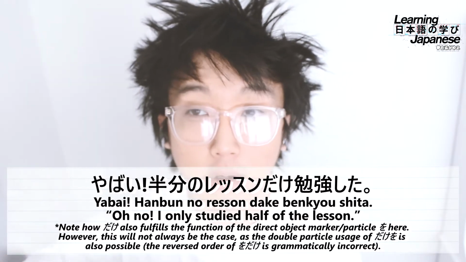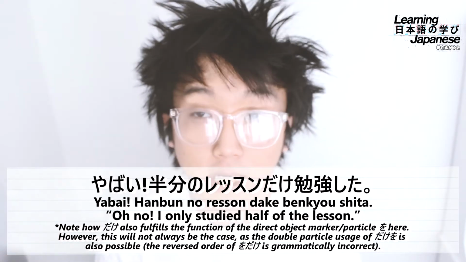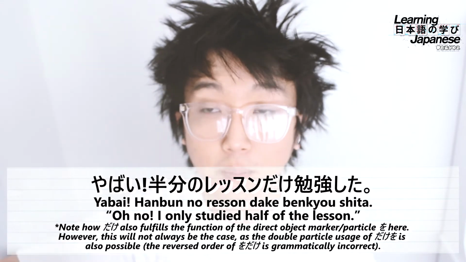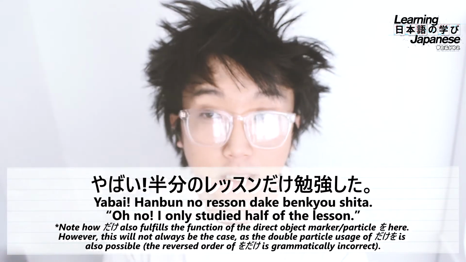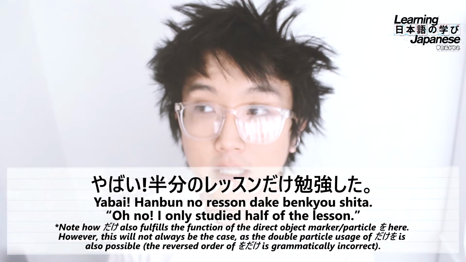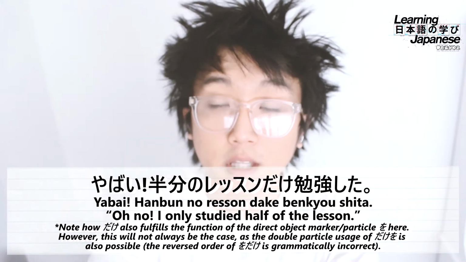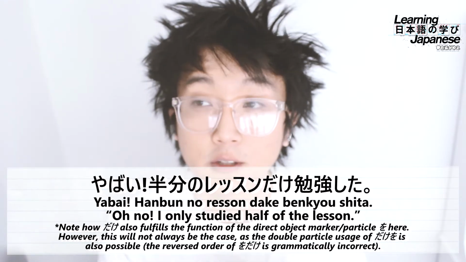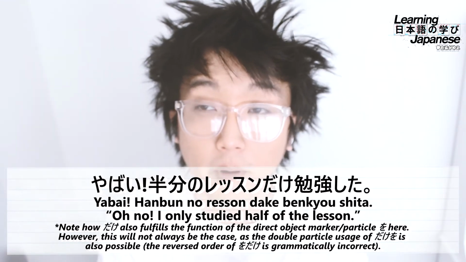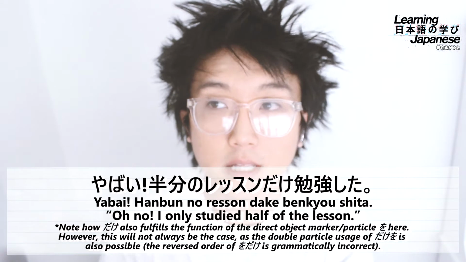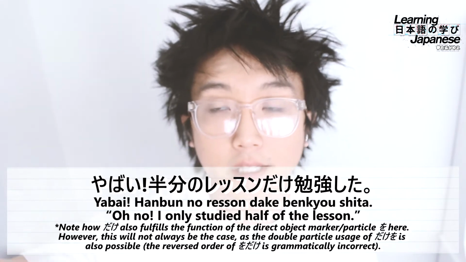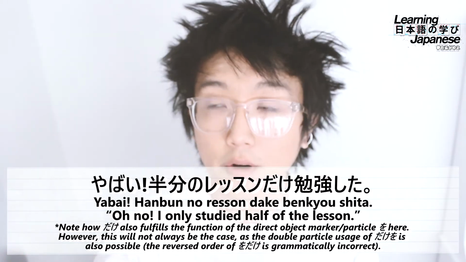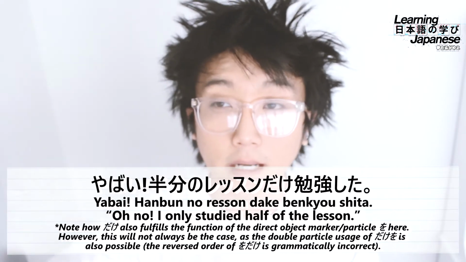And so as we should know here, to mark a direct object of an action, we use the direct object particle/marker o. In this case, we don't see the o anywhere in the sentence, and the reason behind that is because we're using the particle dake already, and it can act as both itself, the dake to mean just, as well as the direct object marker o. So altogether, once again, the sentence, "Yabai, hanbun no lesson dake benkyou shita" is going to translate to, oh no, I only studied half of the lesson.